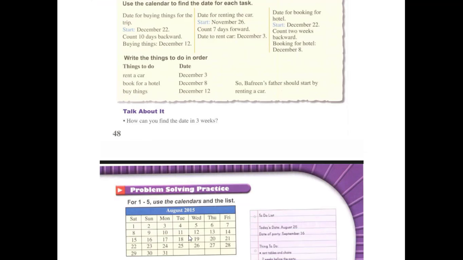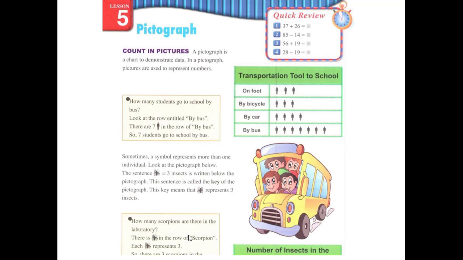Sorry. Now we have a pictograph. Guys, be careful. A pictograph. In a pictograph, pictures are used to represent numbers. Okay? To represent any numbers. Here we have transportation to school. On foot, how many students do you have? You have 3. But be careful. When I say each one is equal to 3, each one represents 3.